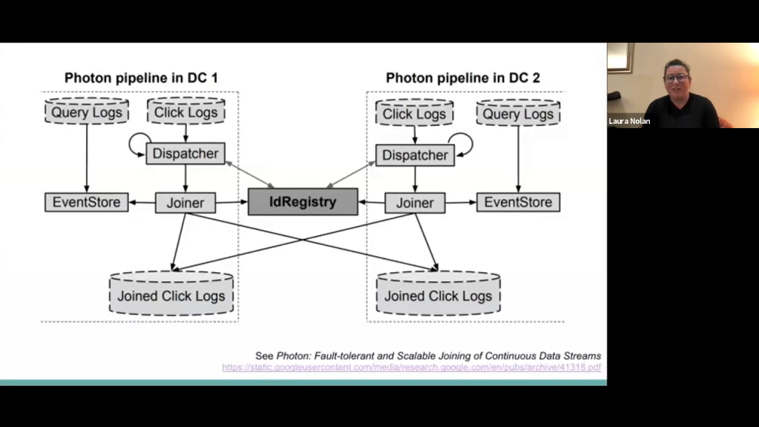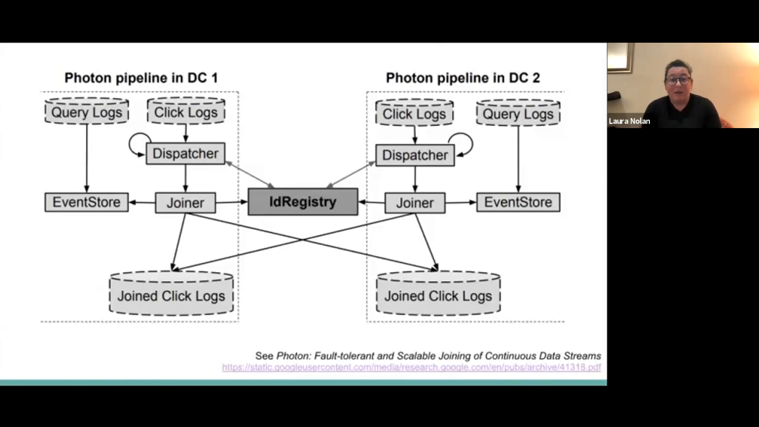So this was effectively a transaction that had to be done here. Each pipeline was able to join any pair of logs, but only one would be able to join them. So the load could sort of slosh between each data center very naturally, very easily.